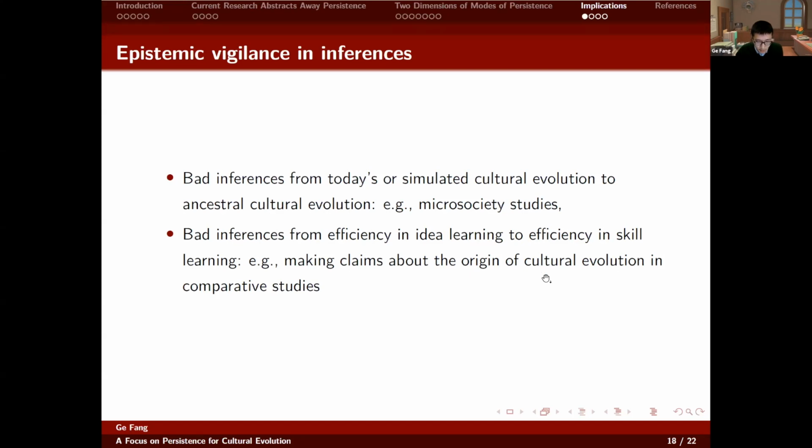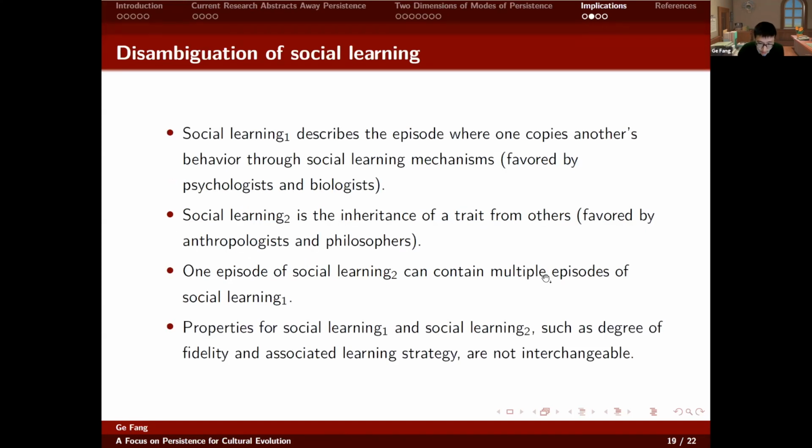This leads to the second point, which is that we should be extra careful in using the notion of social learning. On the one hand, it describes the episode where one copies another's behavior through social learning mechanisms. On the other hand, social learning is the inheritance of a trait from others. The latter can involve multiple instances of the former. More importantly, the properties of the two notions are not interchangeable. I suspect that some notions, such as social learning strategy, can only apply to the first type of social learning, but not to the second type.